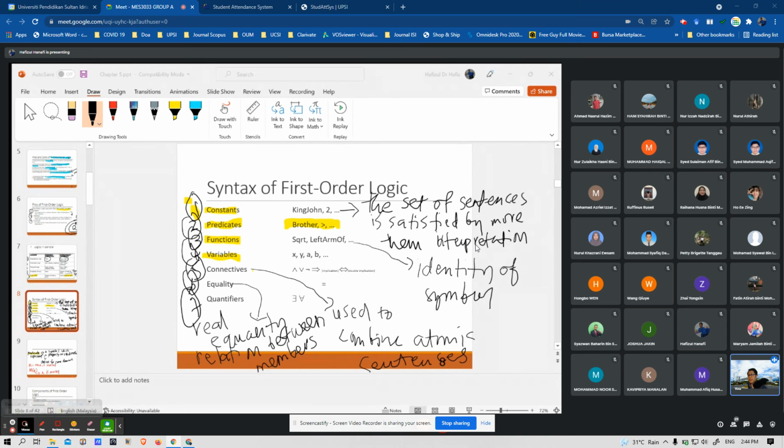That one is number six, equality, and then lastly we have the quantifier. A quantifier in first order logic is a language element which generates a quantification, and with quantification you need to quantify something specific. For example, you have "for some" and "for all."